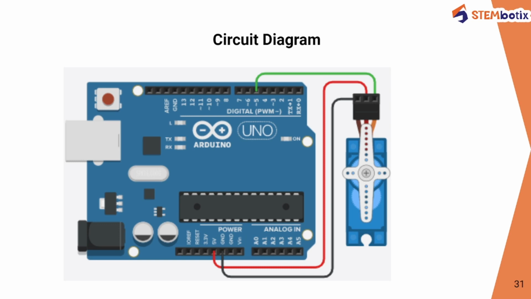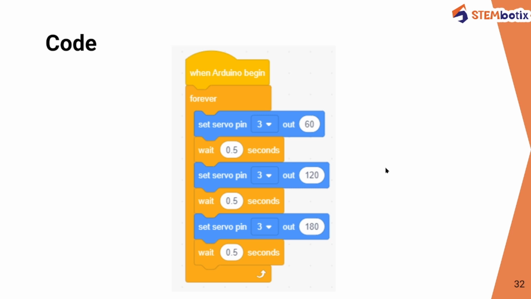So this is the circuit diagram. We have 1, 2, 3, 4, 5, and 6, a total of six PWM pins. You can use any of the PWM pins for this servo motor. Here it is connected to pin number 5, or digital pin number 5, of the Arduino Uno board. The control pin is connected there, the GND pin is connected to GND, and the 5-volt pin is connected to the 5-volt pin. And this is the coding to rotate the servo motor in Blockzie.